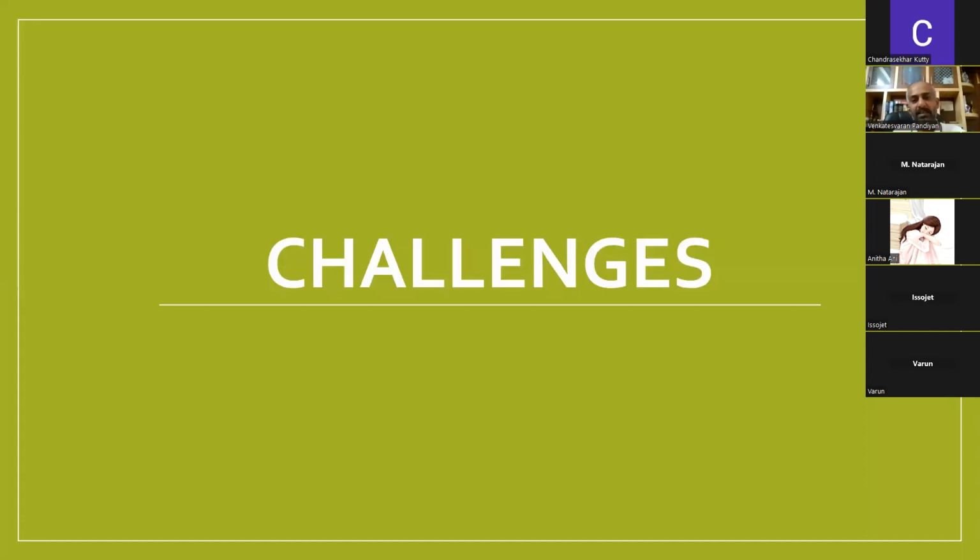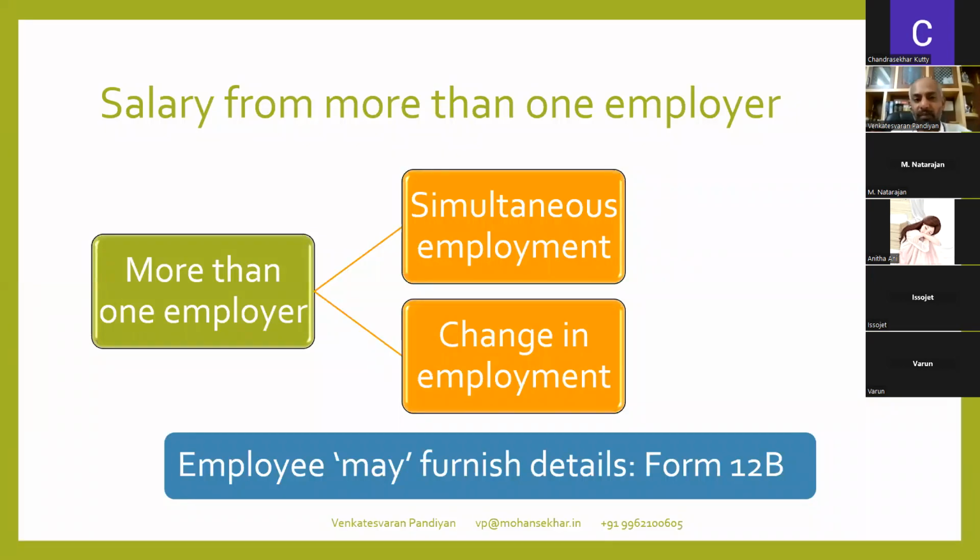So there are a few challenges which you need to keep in mind when it comes to deducting tax as far as salaries is concerned. Salaries from more than one employer. Today we are talking about moonlighting as a very normal concept. But there are generally two possibilities when there can be salaries from more than one employer. One is simultaneous employment. That's very much happening in most of the tech world today. Take up two employments at the same time, and there is a possibility that they will get salaries from more than one employer.